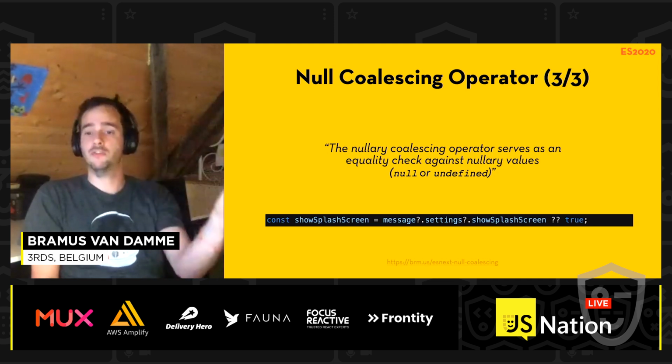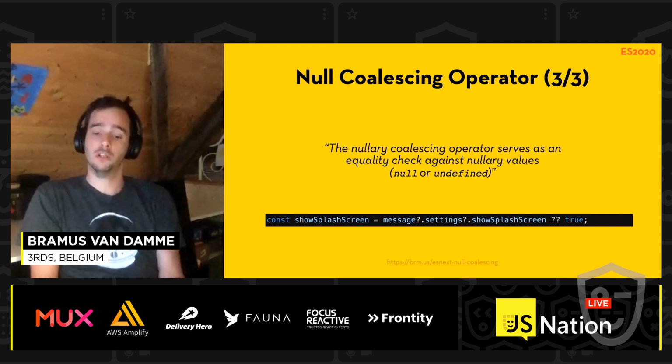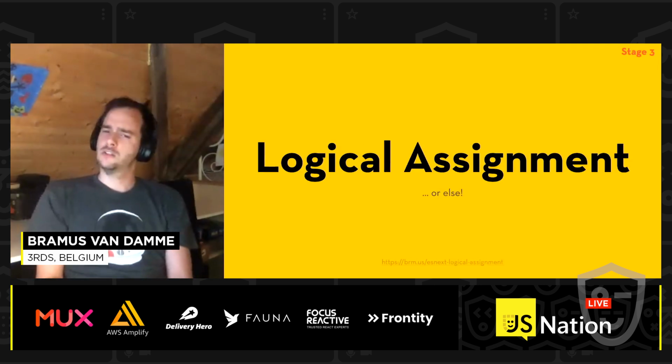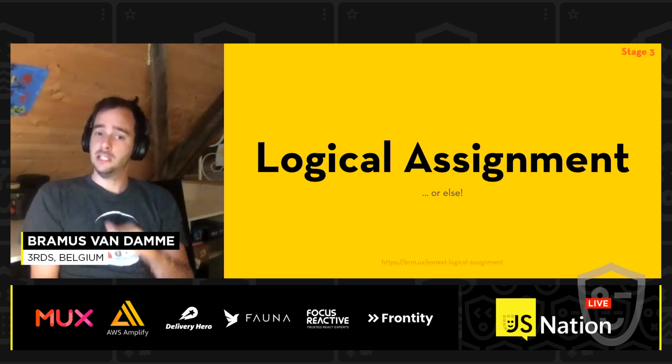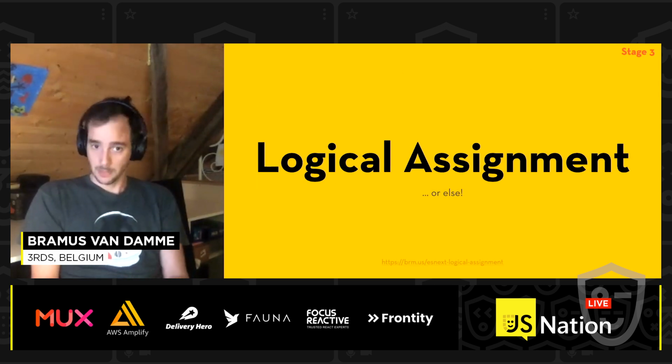So here we get back false, double question mark true. That will yield false, which is the correct result. Cool. Logical assignment. That's also a nice one. This is stage 3. It's seeking advancement to stage 4 on the next meeting. That's in July. So it's probably going to be in ES2021.